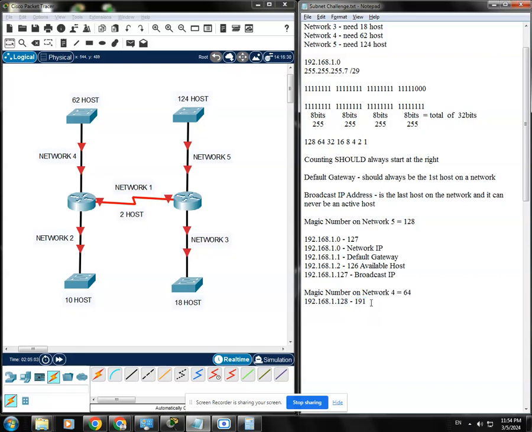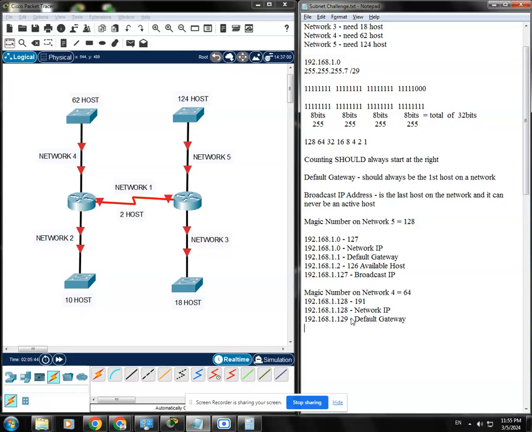So let's put the network IP address: 192.168.1.128. So this is the network IP. And then the default gateway should always be the first host on a network. Since this is the network, what is the first host? I'm going to write it down: 192.168.1.129, because that is the first host on this network. So this will become the default gateway.